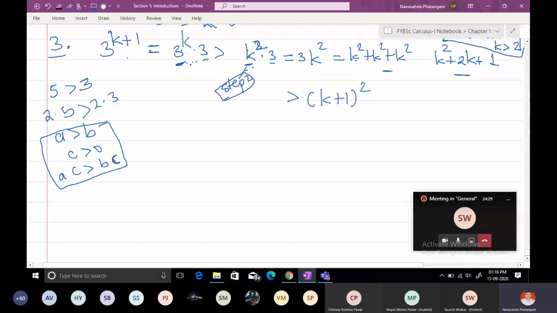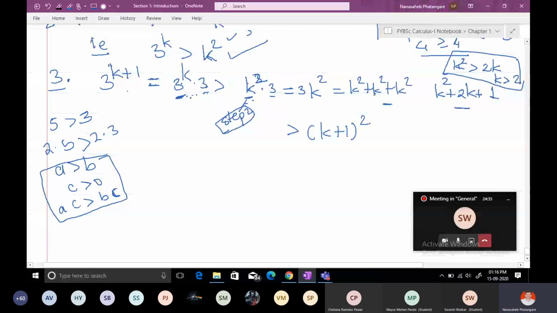But 3 times k square means k square plus k square plus k square, 3 times. Now I am replacing k square by 2k, but 2k is smaller than k square for k greater than 2, right? So this is certainly greater than, and k square is anyway greater than 1 because k is a natural number, and all natural numbers are greater or equal to 1, so their squares are too.